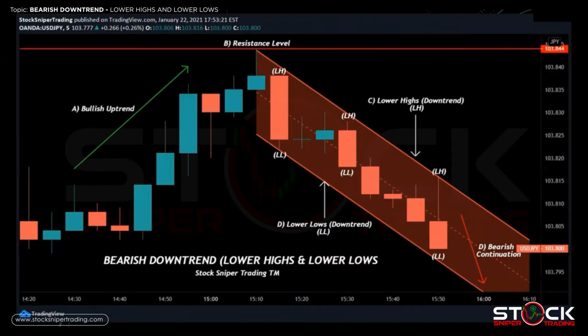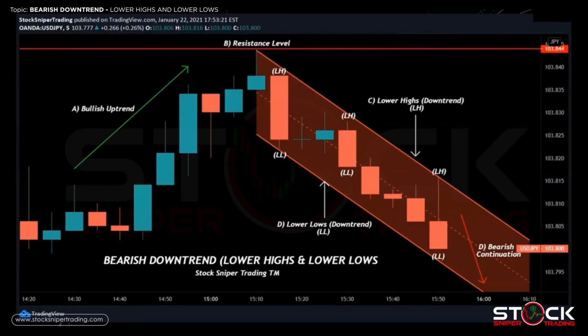As price continues to come and make a bullish momentum, it will eventually reach a level of resistance, B. The resistance level is 103.844, where we start to encounter some selling pressure as sellers push the price down. Our next candle is a bearish engulfing candle, and we make a lower high on this candle and a lower low, breaking the previous support, bullish support we had. This now is establishing a downtrend, and our next successive candles continue to make lower highs and lower lows.